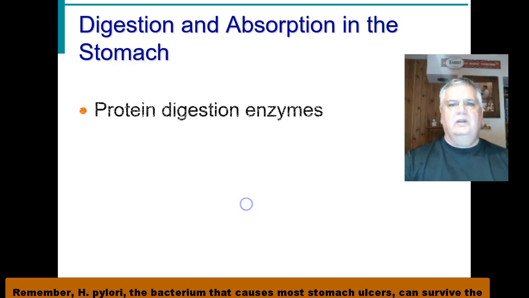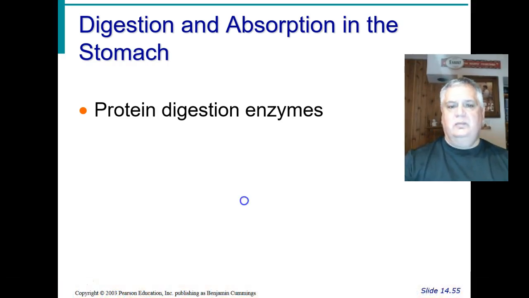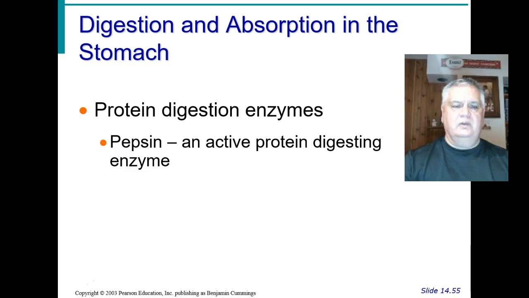All right, let's take a look at digestion and absorption in the stomach. What kind of digestion takes place? Protein digestion is the primary type of digestion that takes place there. And remember, protein digestion occurs when protein is acted upon by the enzyme pepsin. Pepsin is an active protein digesting enzyme.